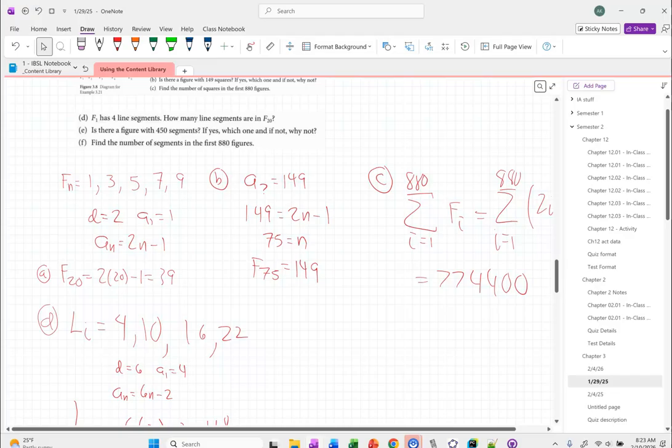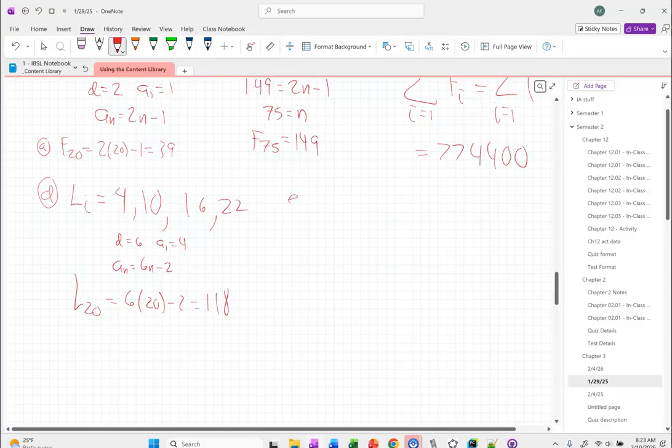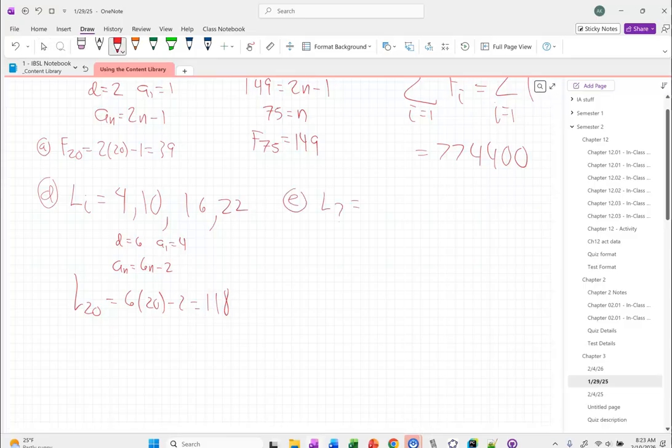Is there a figure with 550 or 450? Which one? And then why or why not? Okay, we'll do it the same way. Is there some L that has 450? Well, heck, I don't know. But if there is, this has to work. Now, if I take 452 and divide that by 6, that ain't going to work. Who can do the mental math in their head to tell me why that's not going to work?